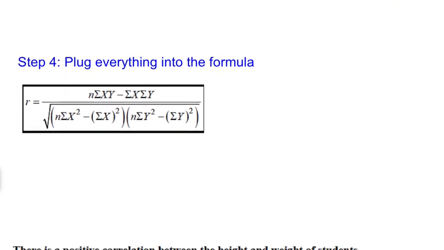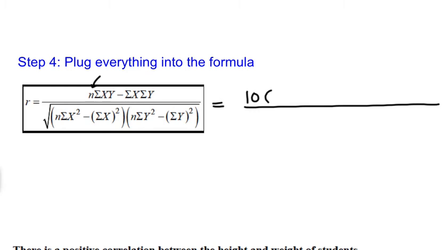Okay, here's the fun part. We get to plug everything into this fun formula right here. So the first thing we want to do is throw in my fraction, identify how many points we had. How many people did we go out and survey? That's your n, right there. Well, there were 10 people that we surveyed.